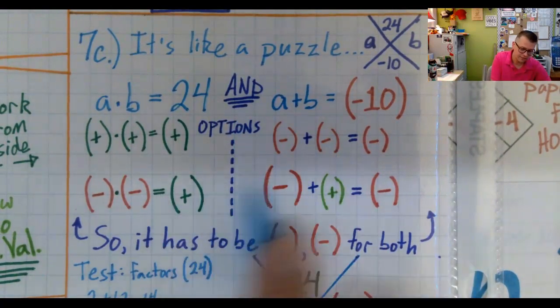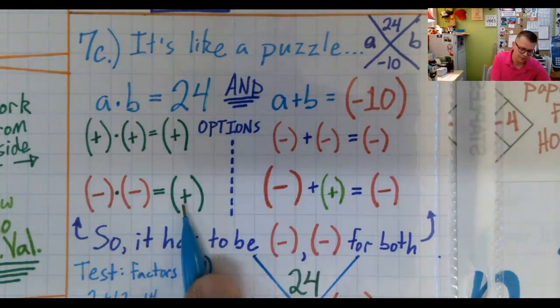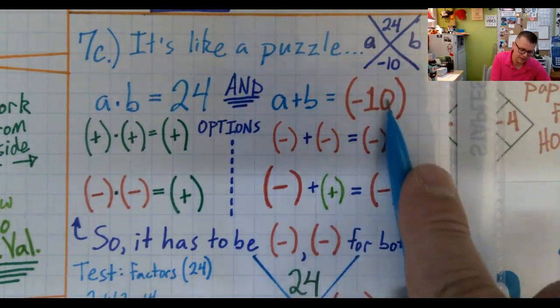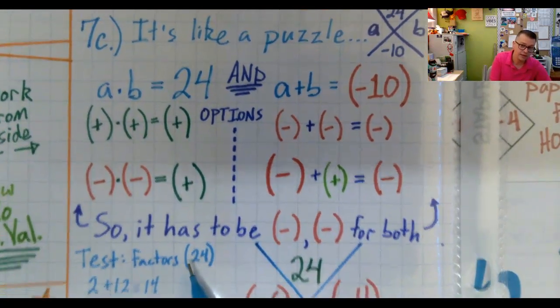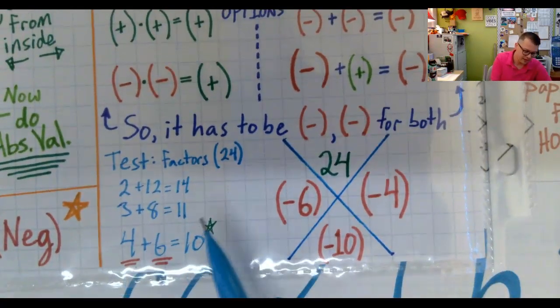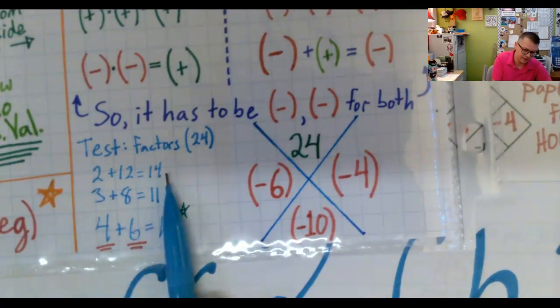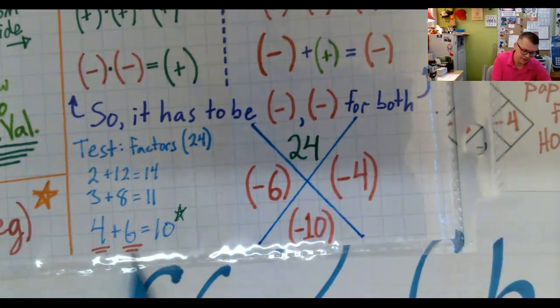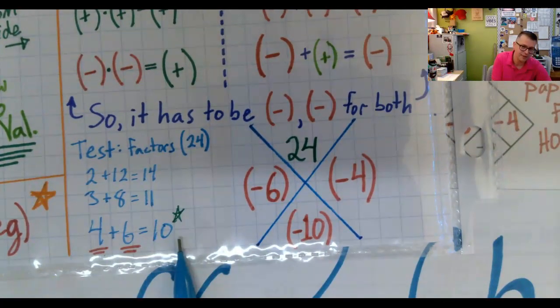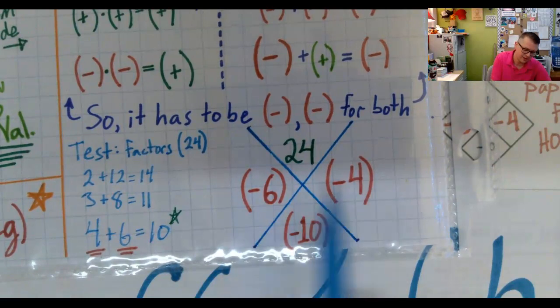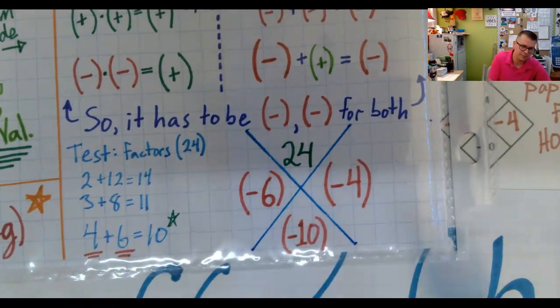Well, negative, negative, right? Negative, negative will multiply to make the positive I want and add to make the negative I want. So I can start testing out factors, or I could start testing out things that can add to 10. But if I start testing out factors of 24, I eventually see 4 and 6 will add to 10, so I just need to make those negative. Negative 6, negative 4 makes negative 10, also multiplies to positive 24.